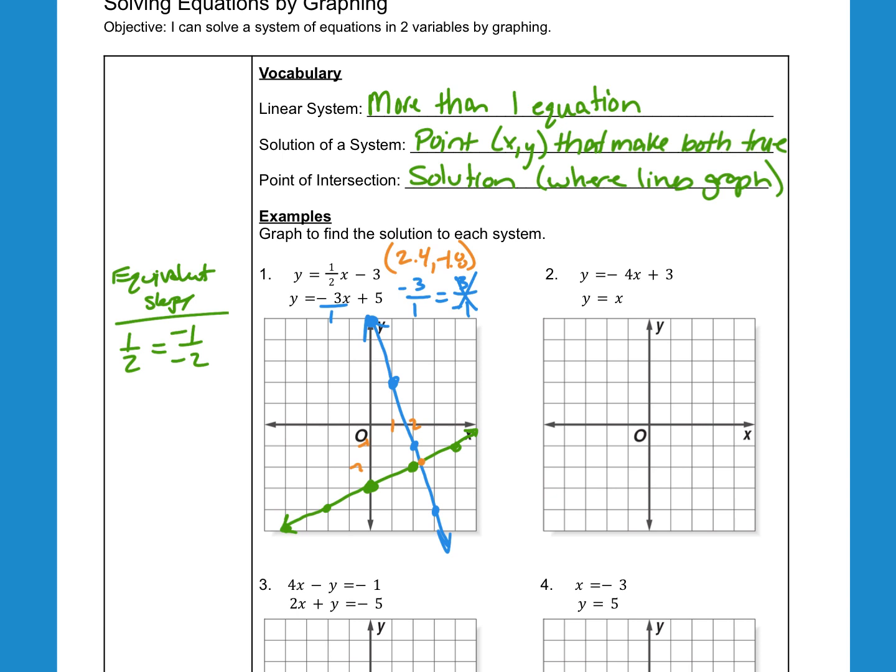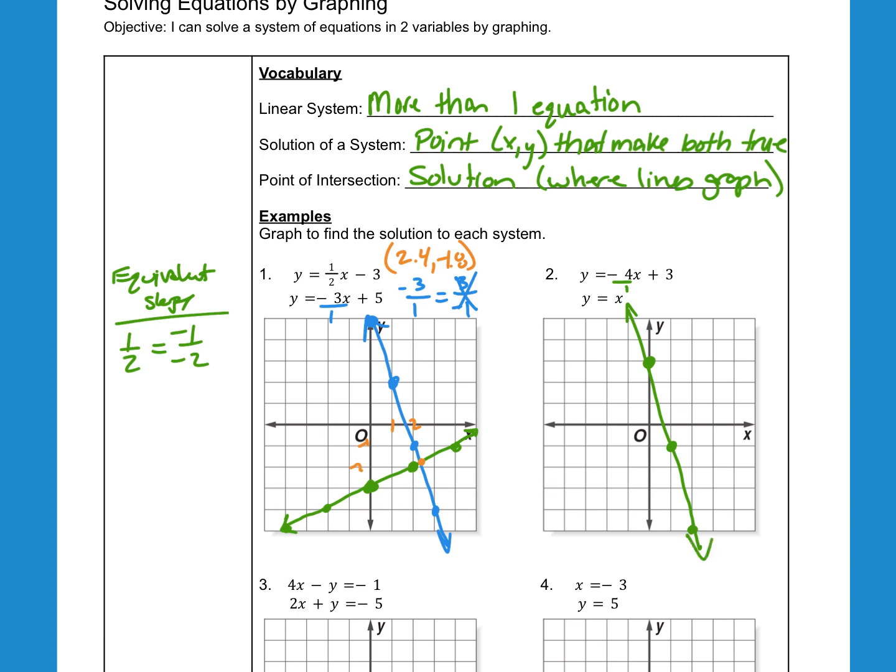For number 2, we'll graph the first line, which has a y-intercept of 3. The slope would be -4, or -4/1. So down 4, 1, 2, 3, 4, and right 1. Down 1, 2, 3, 4, and right 1. I don't have enough room to go up 4, so I'm just going to use those dots to make my line as straight as I can.